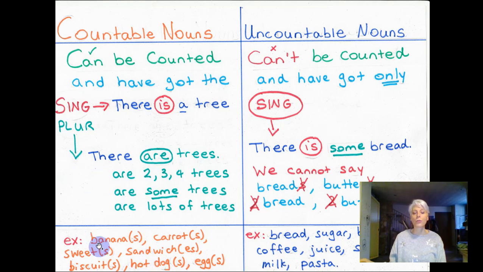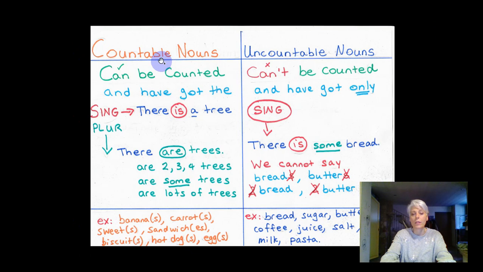If I want to say a sentence where banana is plural, more than 1, I say there are bananas. There are 2 carrots. There are some sweets. There are lots of sandwiches. There are biscuits. There are 4 hot dogs. There are some eggs. These are the countable nouns: words of objects that can be counted.